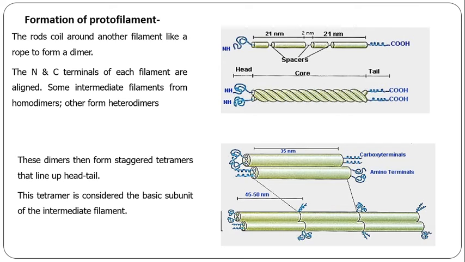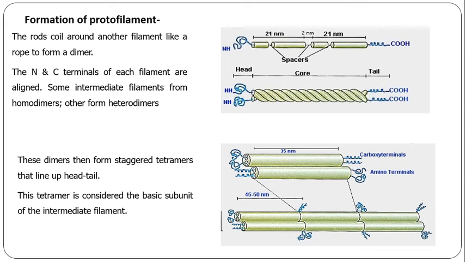The N terminal and C terminals of each filament are aligned, and some intermediate filaments form homodimers and others form heterodimers. One is the homodimers and another one is the heterodimers. So the rod coils around another filament like a rope to form a dimer. Here the head and tail are in between two dimers.